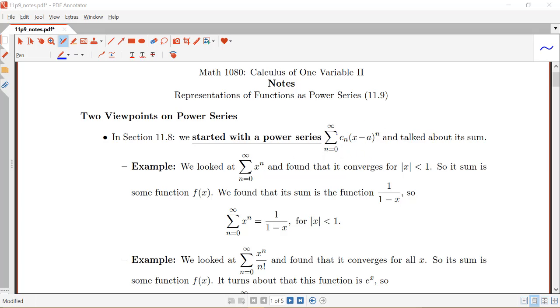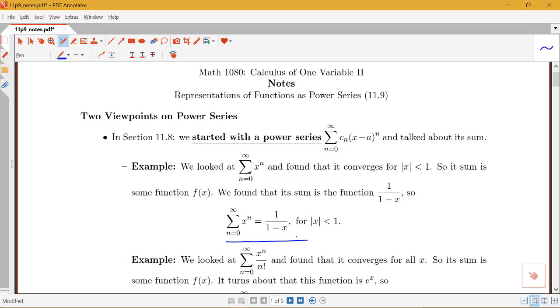So we were given some kind of power series, some sum of Cn x minus a to the n, and we talked about finding its sum, that its sum was equal to some function, and there would be some interval of x's for which the sum was equal to that function. So for example, we looked at the sum from n equals 0 to infinity of x to the n and found that it converged for the absolute value of x less than 1. So its sum was some function f of x. For that particular series, we were able to actually find the particular function, that it was actually 1 over 1 minus x. So we could say that we had our sum here of x to the n was equal to 1 over 1 minus x.